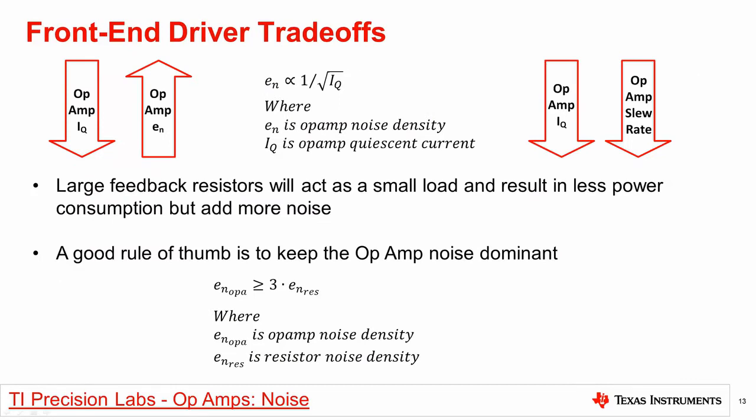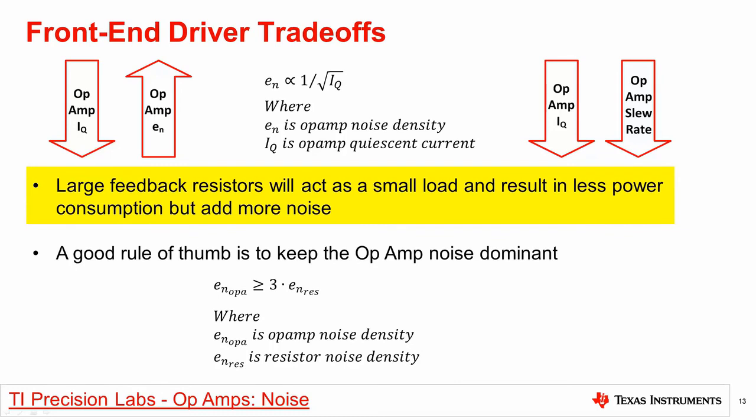Going to a lower-powered front-end driver does not come without a cost. As op-amp quiescent current decreases, the intrinsic noise of the op-amp increases at a proportional rate of 1 over square root of IQ. This is important to keep in mind because there is a trade-off between power and noise. So depending on what is important in your system, the amplifier should be selected appropriately.